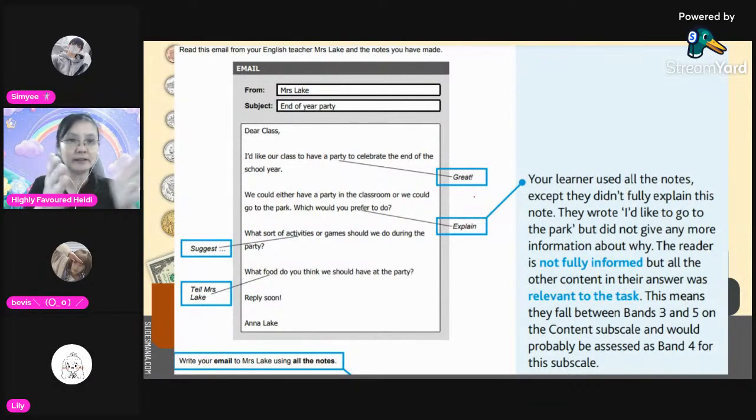Let's have someone read this. Bevis, can you read the email? Dear class, I would like our class to have a party to celebrate the end of the school year. We could either have a party in the classroom or we could go to the park. Which would you prefer to do? What sort of activities or games should we do during the party? What food do you think we should have at the party? Reply soon, Anna Lake.